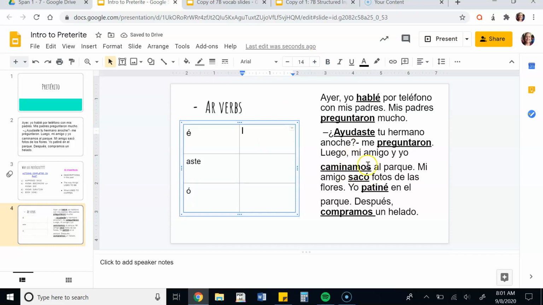Nosotros, this one's going to be easy for us. I identified it right here. There's also one right here. Vamos. This is what we already know.